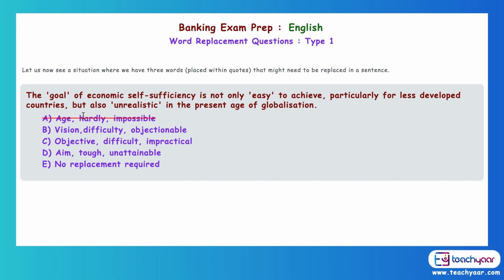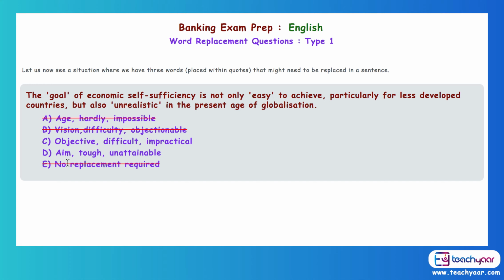What is C? Difficult. It's not only difficult to achieve. So that is a proper word there. If you look at option D, what is it? It is not only tough to achieve. Tough is also okay. Difficult, tough. Difficulty is not right. So we delete option B. And what about this? No replacement required. That's not right because we need to change that easy there. So E has also gone. So we are left with C and D.